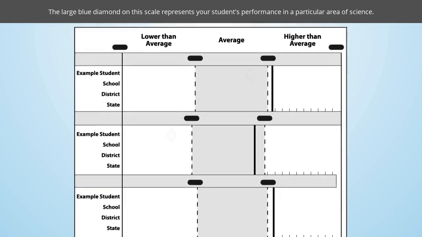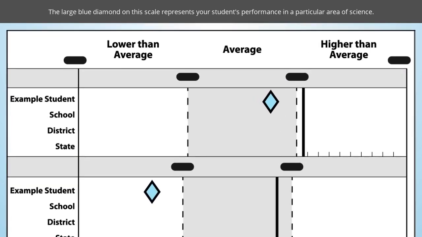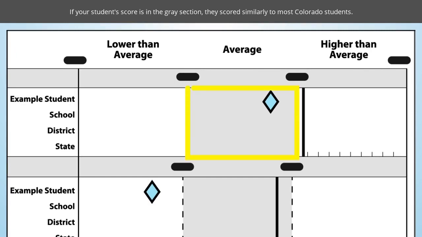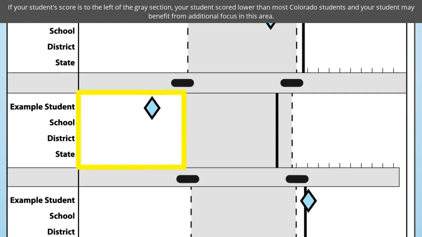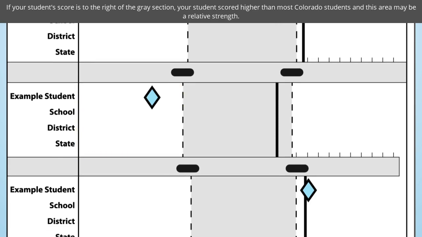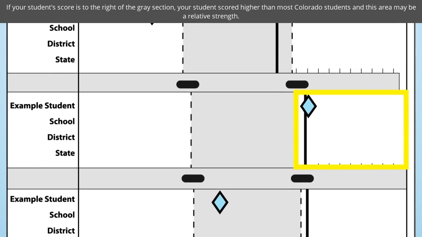The large blue diamond on this scale represents your student's performance in a particular area of science. If your student's score is in the gray section, they scored similarly to most Colorado students. If your student's score is to the left of the gray section, your student scored lower than most Colorado students, and your student may benefit from additional focus in this area. If your student's score is to the right of the gray section, your student scored higher than most Colorado students, and this area may be a relative strength.